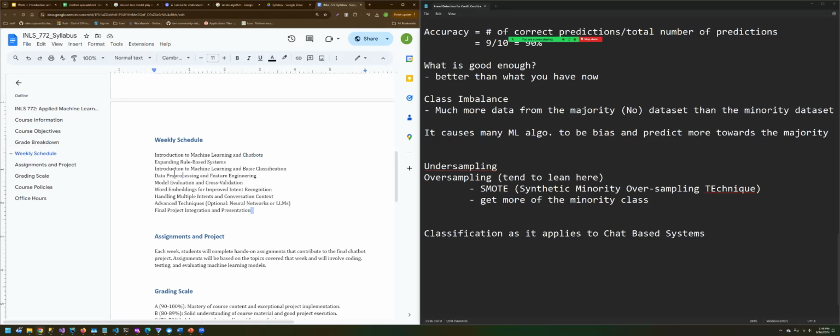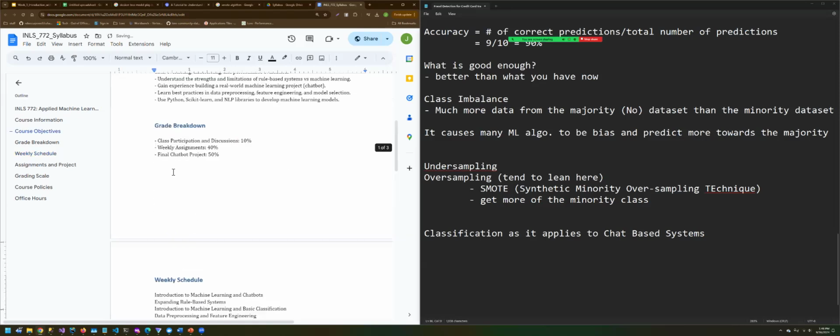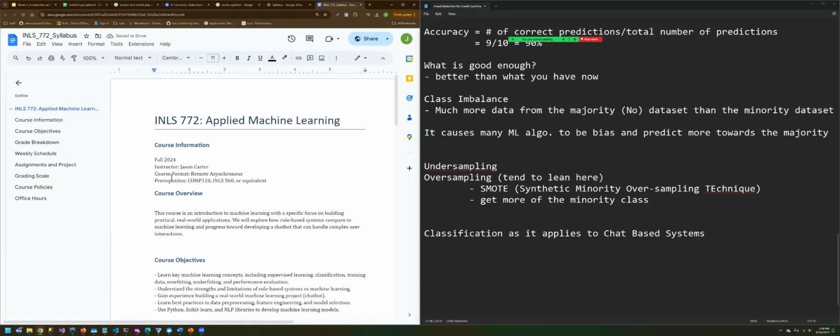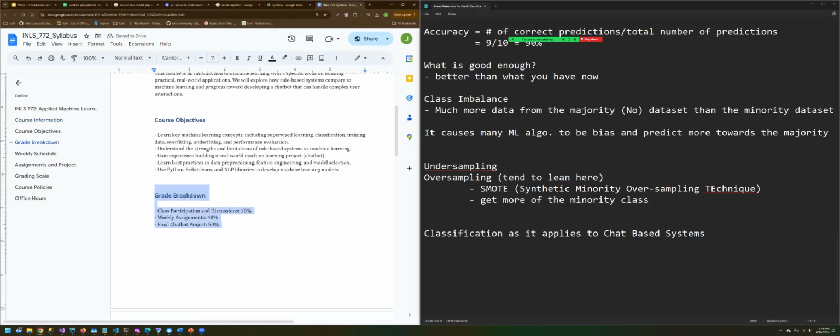Here's the weekly schedule. The grade breakdown.